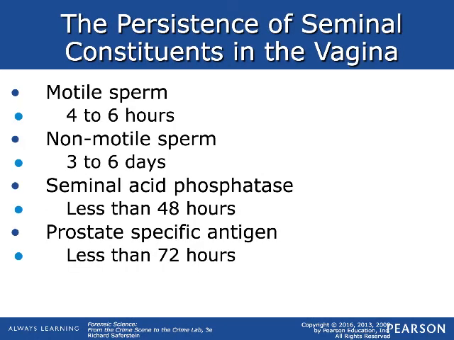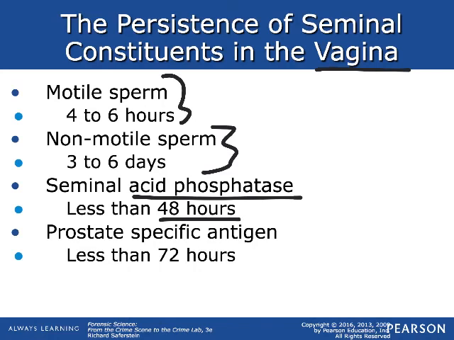Okay, now, some of the seminal constituents could still be in the vagina for quite some time. Sperm that are still motile could be found in the vagina after 4 to 6 hours. Non-motile sperm could be found 3 to 6 days. Seminal acid phosphatase is going to be less than 48 hours. And then the prostate-specific antigen, the P30, is less than 72 hours. So it does persist in there for a little bit, but it's better to go right away.